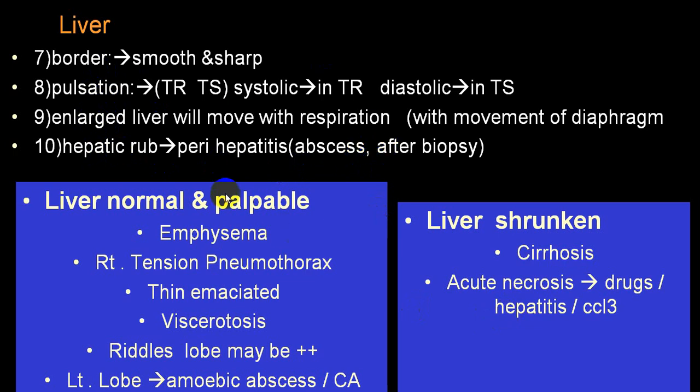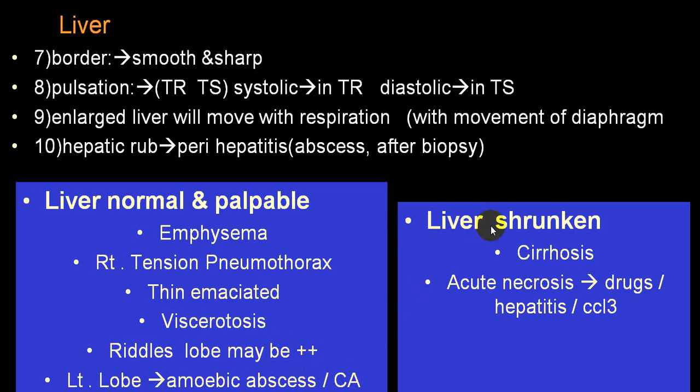Then in your oral, another thing which is very frequently asked is if the liver is normal but still palpable. I already explained that the liver may be pushed down because of pushing of the right diaphragm, in case of emphysema, right side tension pneumothorax, a thin emaciated person, or visceroptosis. Occasionally if the right lobe is adequately enlarged, that may be palpable. And the left lobe may be palpable in case of amoebic liver abscess or secondary metastasis in the left lobe.